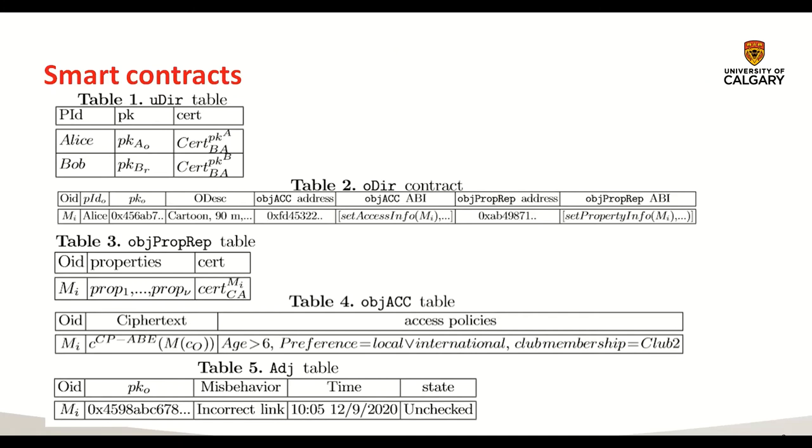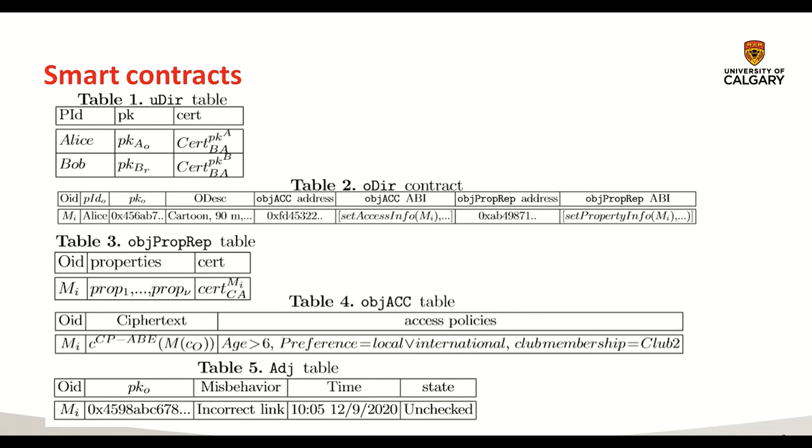The object property repository contract holds the properties and certificate of the object. The object access control contract holds the CPAB encrypted metadata and access policies specified for each object. We also have an adjudicator contract, which is deployed by BA, and it stores the information of misbehaving parties. The system can assign a verifier to check the complaints based on this table.